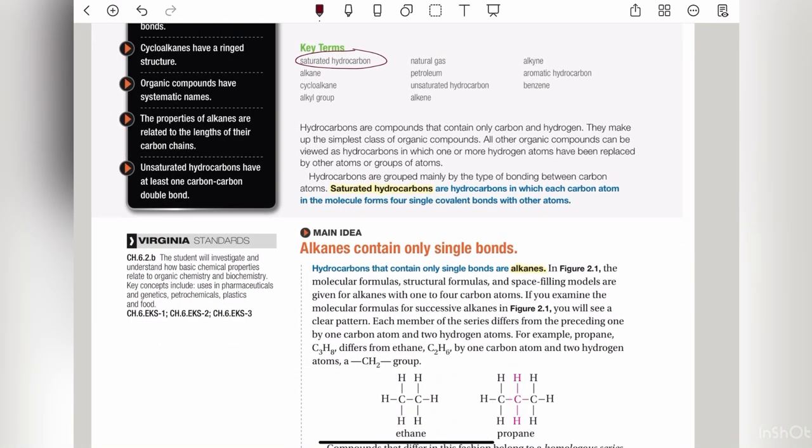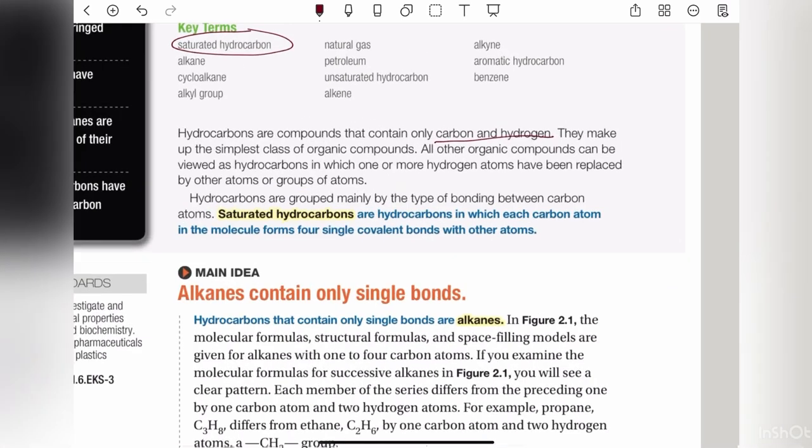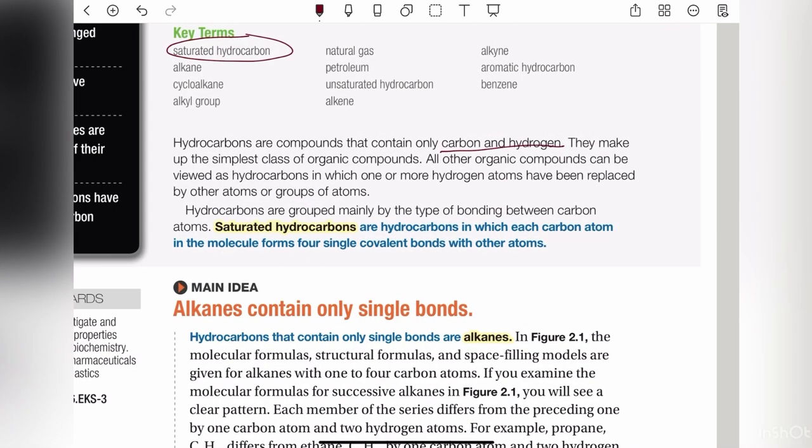So we'll just begin. Hydrocarbons are compounds that contain only carbon and hydrogen. They make up the simplest class of organic compounds. All other organic compounds can be viewed as hydrocarbons in which one or more hydrogen atoms have been replaced by other atoms or groups of atoms. So hydrocarbons are the simplest class of organic compounds is what we need to know for now. And they tend to consist of solely carbon and hydrogen.